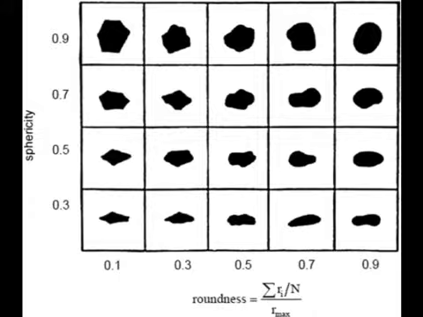Well, the test is two parts. Sphericity is how close does the sand particle approach the shape of a sphere? And roundness is how angular is it? Does it have sharp, pronounced angles on the sand particle, or are there hardly any noticeable angles?